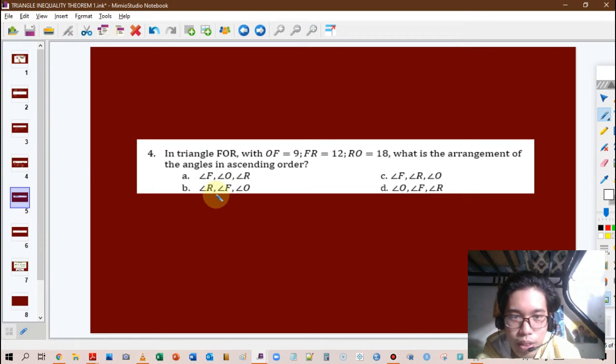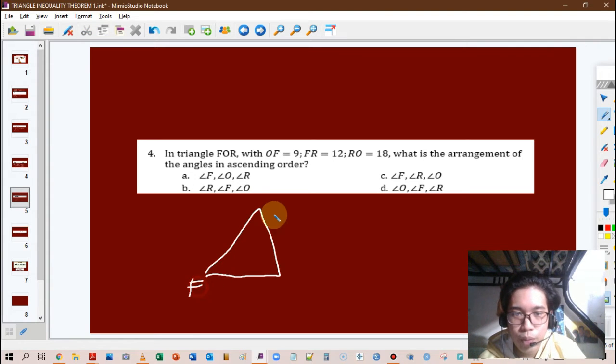Let's try this one. In triangle FOR, let's draw triangle FOR first. So there we go.